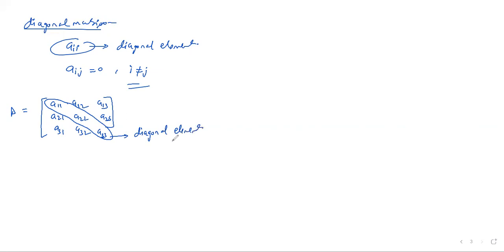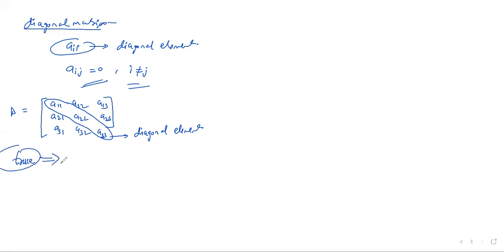And for this matrix to be a diagonal matrix, I should have all the elements a12, a13, a23, a21, a31, a32 be 0. Okay, then can we say this is my diagonal matrix. Now there is a term which is called trace.